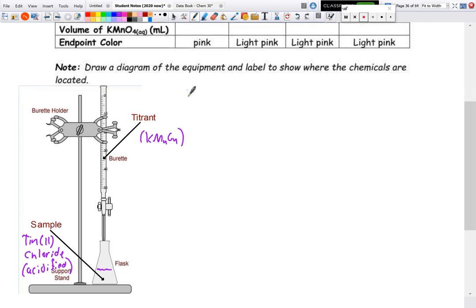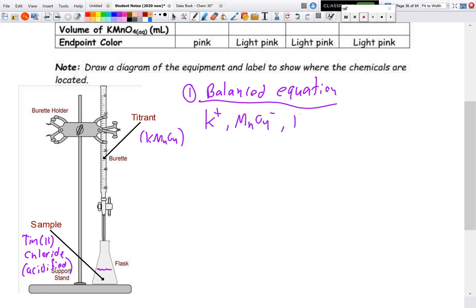So for our balanced chemical equation, we're going to have to go through our 5-step method again. That means we write out all of our entities. So we have potassium permanganate, and we have acidified tin 2 chloride solution. So that is everything we have right here.